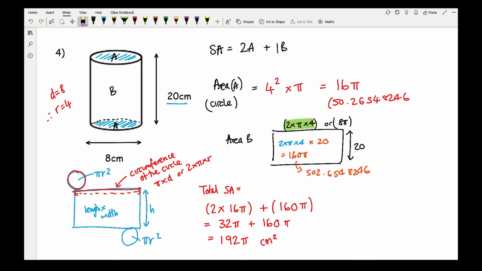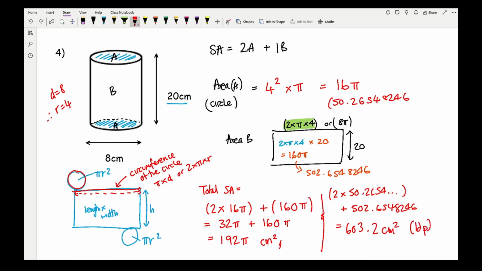Now, if you wanted to work with decimals, which is sometimes the case, particularly if you've got a calculator paper, then all I need to do is 2 times 50.2654 and all of those numbers, plus 502.6548246, work that out, and I get an answer of 603.2 centimeters squared, and that's to 1 decimal place. If you have rounded, it's always good to state what your rounding is up to. So there I've just highlighted to 1 decimal place.